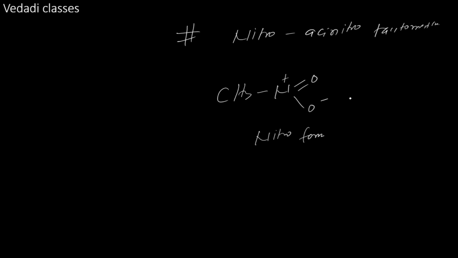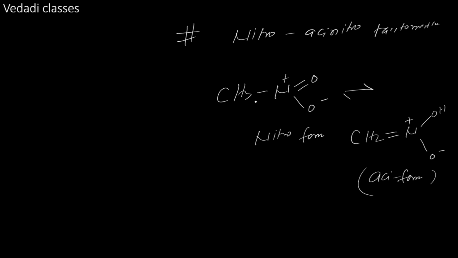And it will get converted into CH2 double bond N plus, with this OH, and this will remain O minus. So this is what we call the aci form. Simply you say nitro-aci form. So nitro form and aci form. So what's happening in this case?